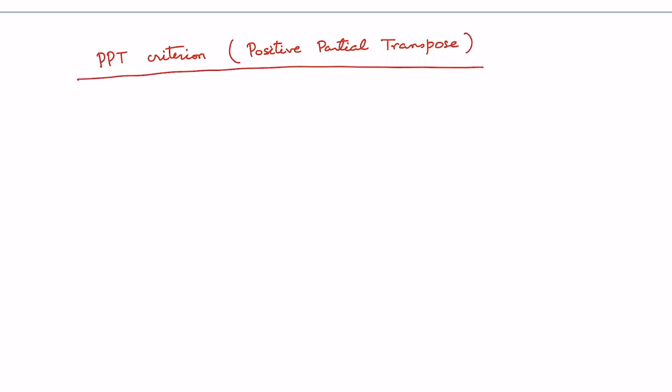Let us now discuss another entanglement criterion and measure. This criterion is called the PPT criterion, which is the short form of the positive partial transpose criterion. It is also known as the Peres-Horodecki criterion. However, I am going to refer to it as the PPT criterion only.